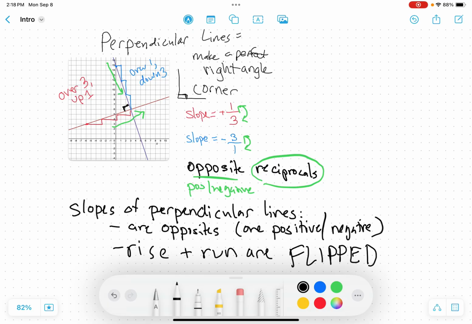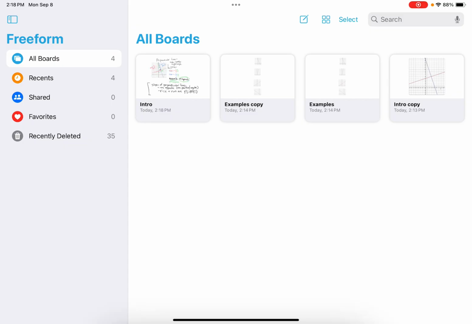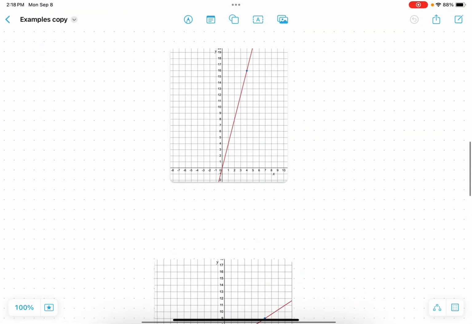So let's look at a few examples. Take a minute. I recommend pausing the video and making sure you have this copied down really clearly, even if you didn't copy down that whole example, because we're going to use this information to do some example problems right now. So let's start with our first example.